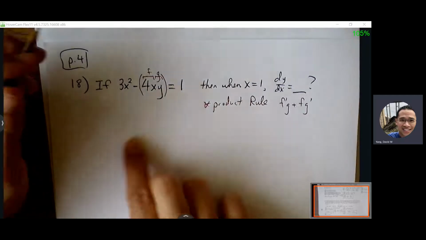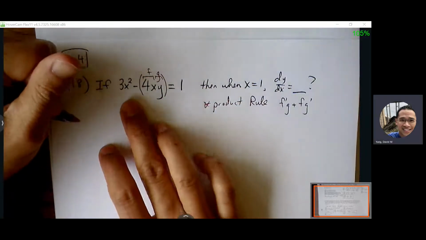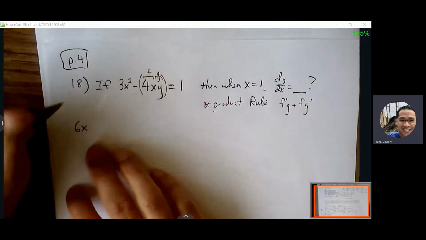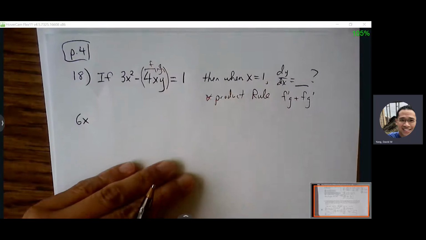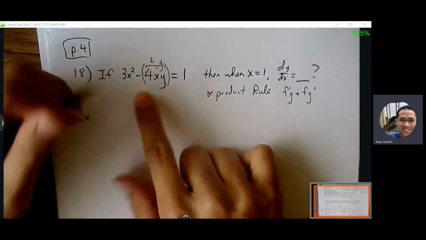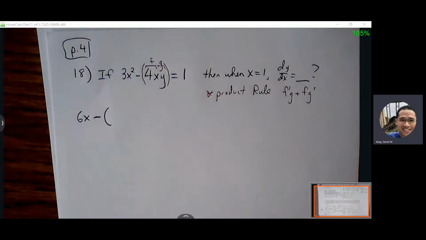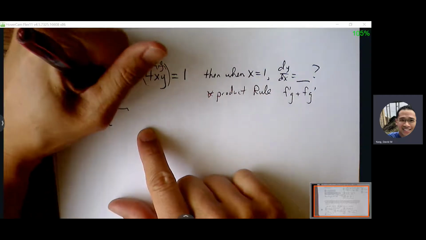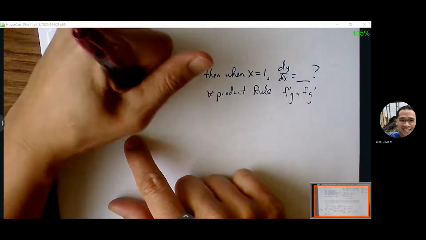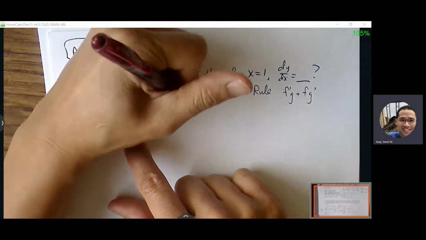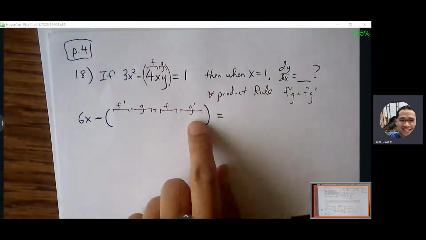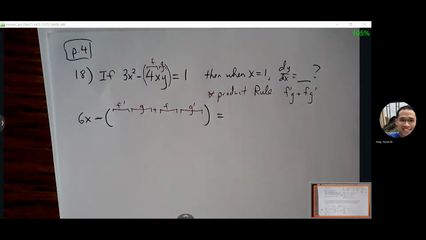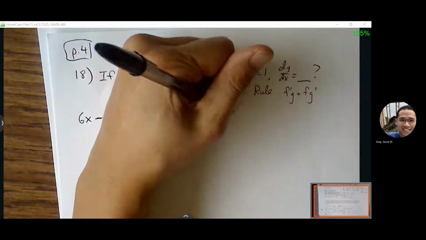Okay, so let's go through implicit here. 3x squared becomes 6x. That's the derivative. We don't do anything special with x's. With x's, we just find the derivative the same way we did in the past. Okay, I'm going to set this up here, minus parentheses. We have to go through a product rule. I'm going to set things up here: f prime g plus fg prime. Okay, we'll fill that in later. What does 1 become? 0.